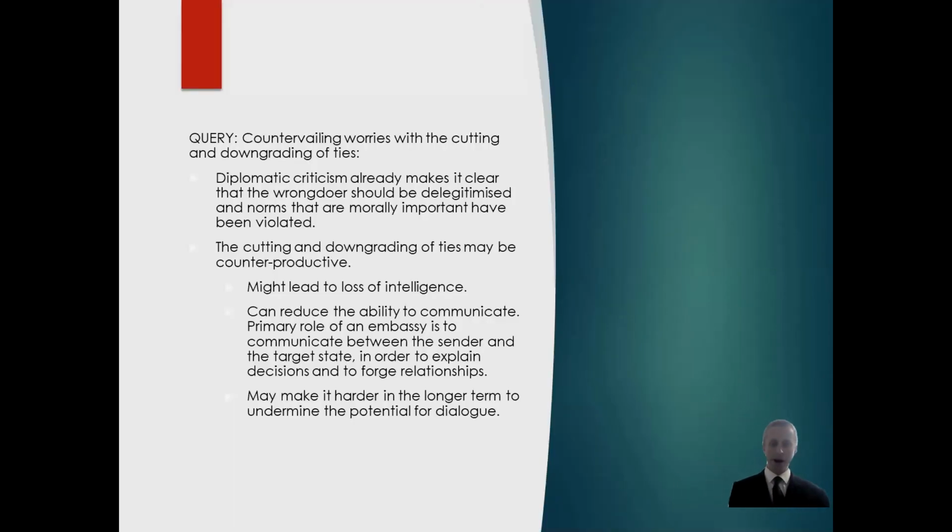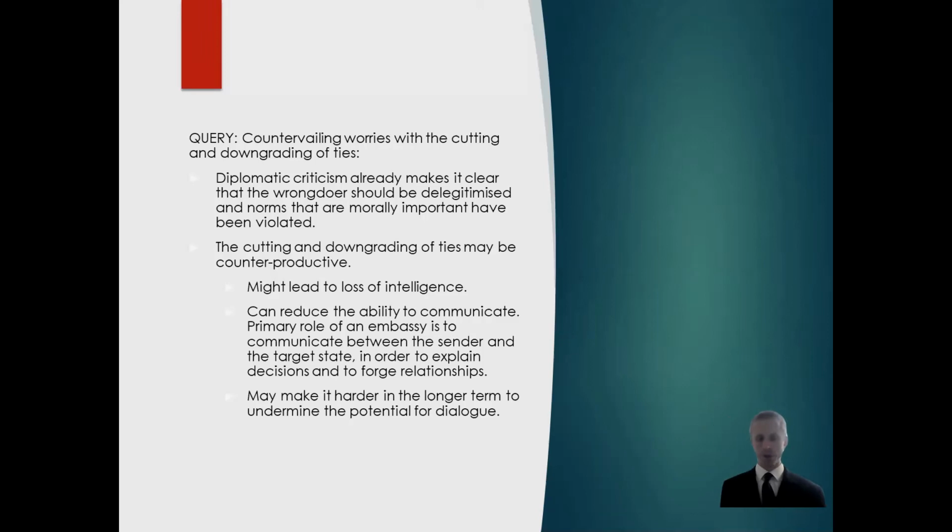Now, one worry about doing so is that this can be counterproductive. The withdrawal of ambassadors and the cutting of diplomatic ties can firstly lead to a loss of intelligence. So it can make it more difficult for your state to understand what's going on in the state where there are atrocities or aggression, and then more difficult to understand how to respond to these.